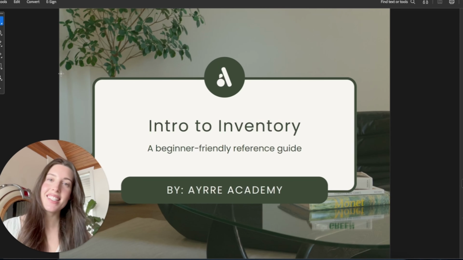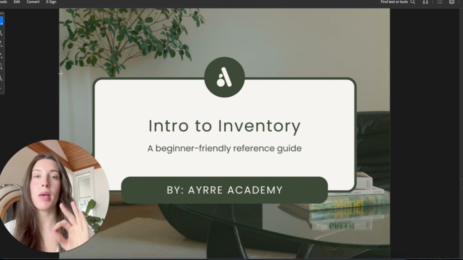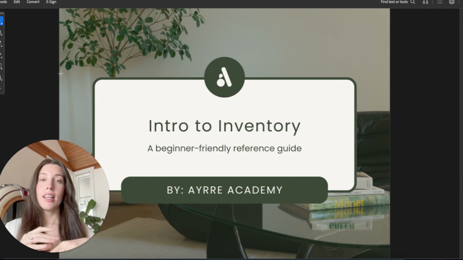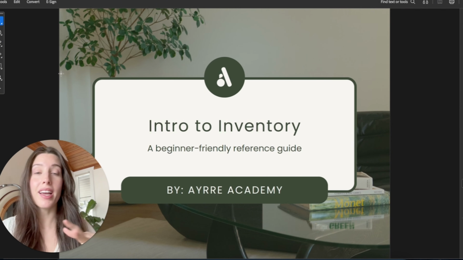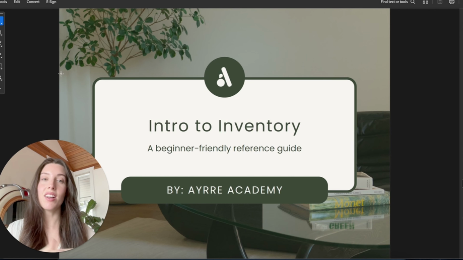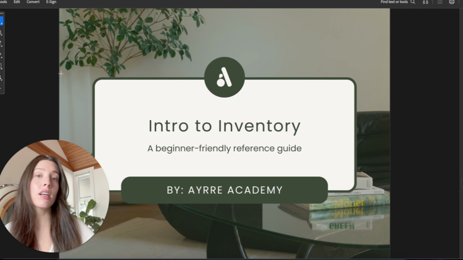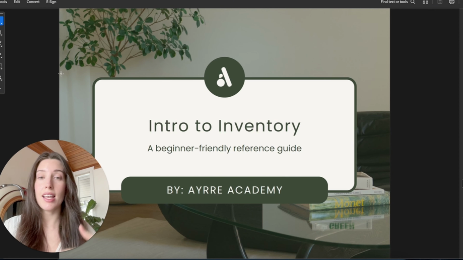Hi everyone, in this lesson we're going to talk about inventory from a bookkeeper's point of view. This is an intro lesson, so the goal here isn't to turn you into an inventory expert, it's just to help you understand what inventory is, how to recognize it, how it shows up in the books, and what your role actually looks like in real life.